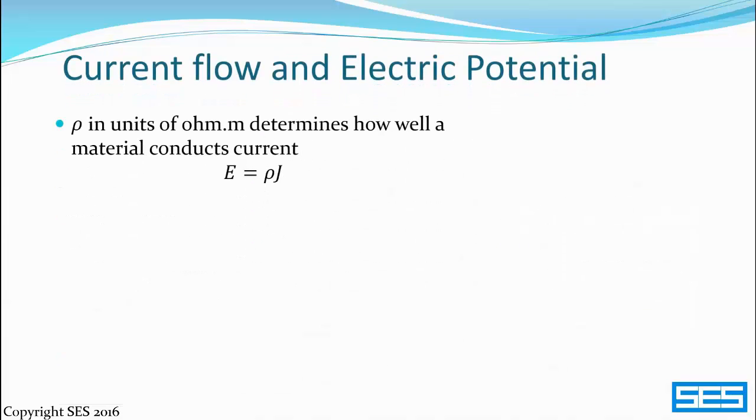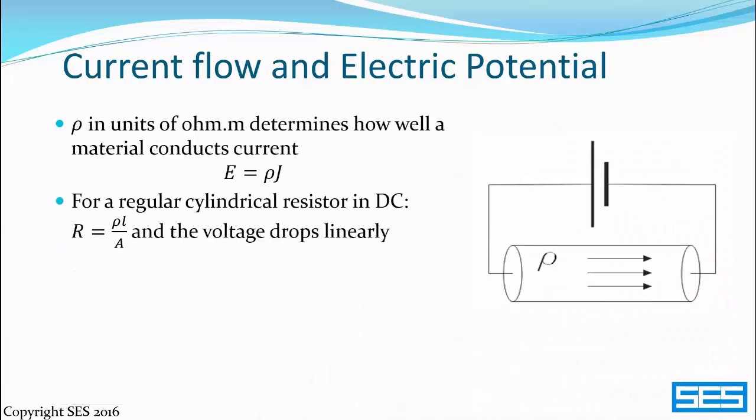Current flow leads to a change in electric potential. The resistivity ρ of a material, in units of ohm-meters, determines how well that material conducts current. ρ is basically the proportionality constant between the current density and the electric field. A simple example is a cylindrical resistor energized in DC. The resistance between the two electrodes is simply ρL over A, where L is the length of the cylinder and A is the cross-sectional surface area. The voltage drop along the cylinder is also linear.